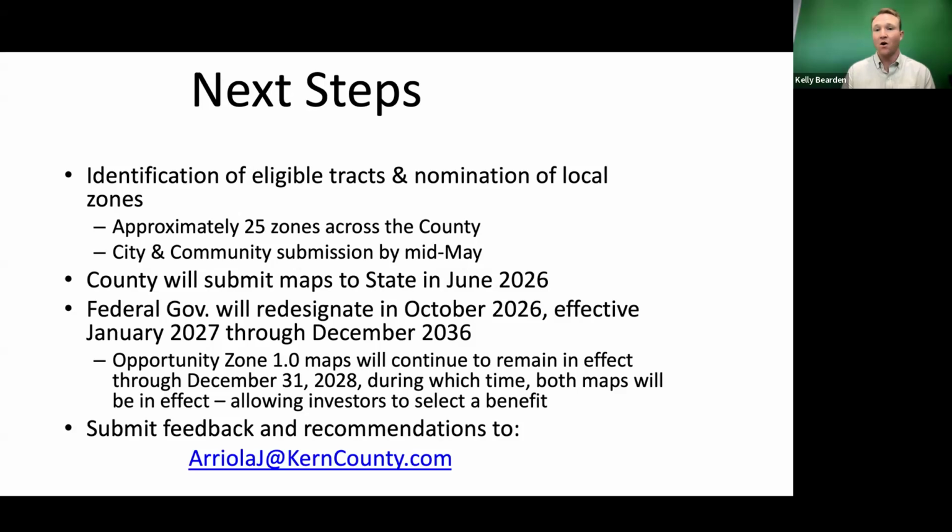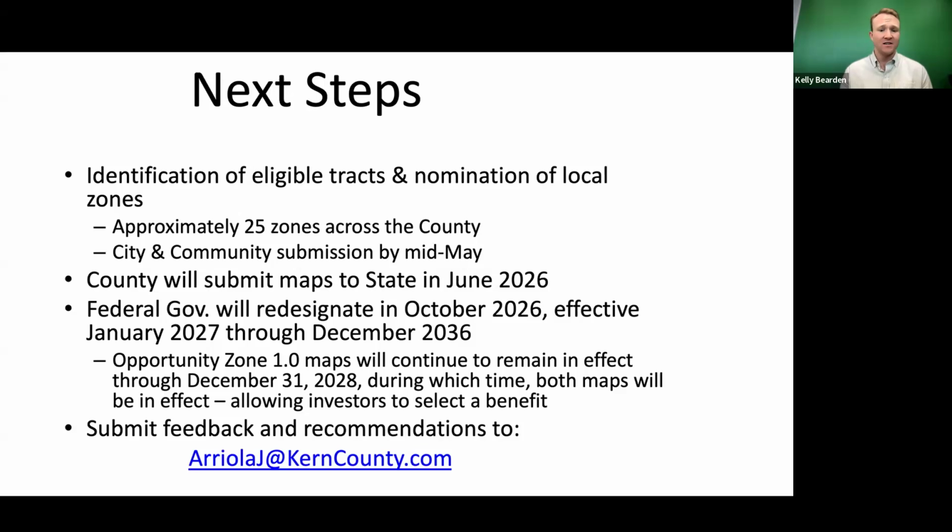We will be submitting our map and our zones to the state in June 2026. And then the federal government will redesignate sometime in October 2026. These maps will be effective January 2027 and will run through December 2036. I mentioned we're going to have fewer zones. I also mentioned that the eligibility has changed from Opportunity Zones 1.0 to 2.0.